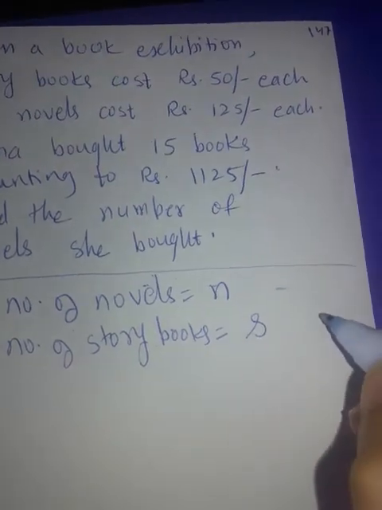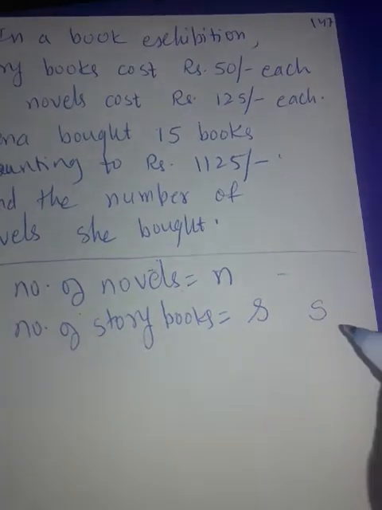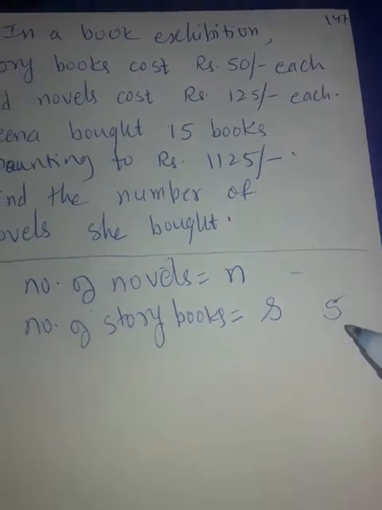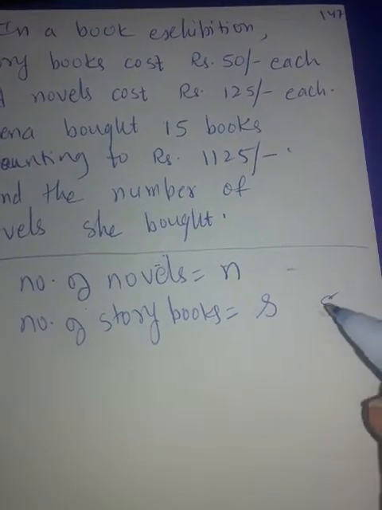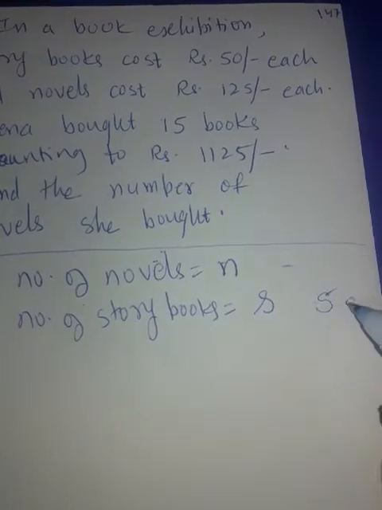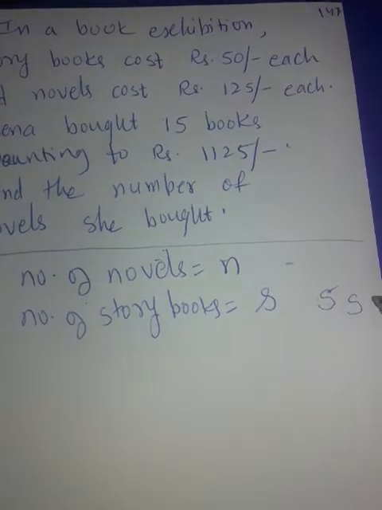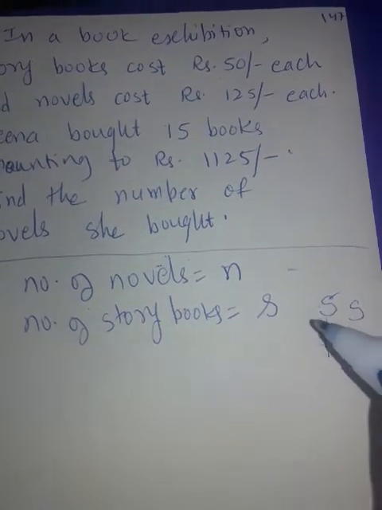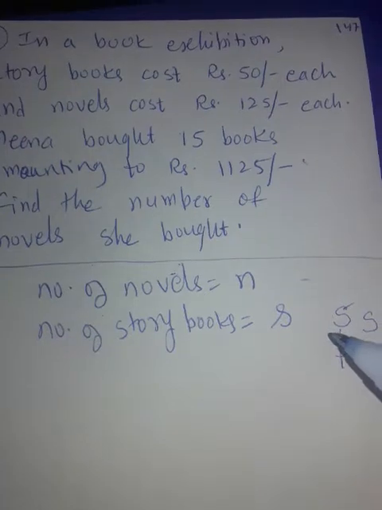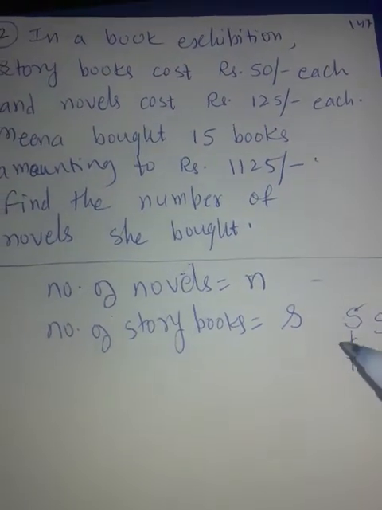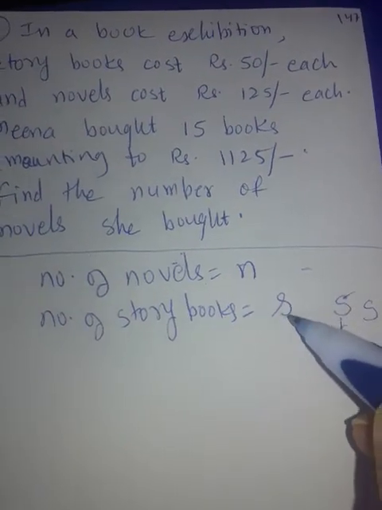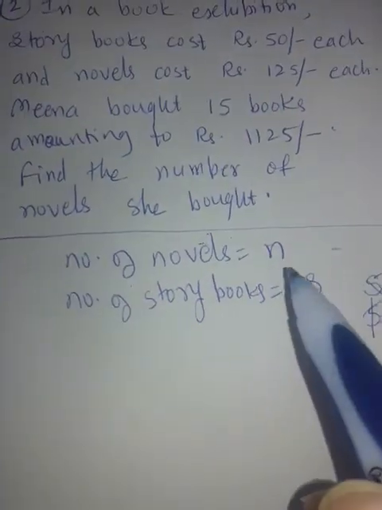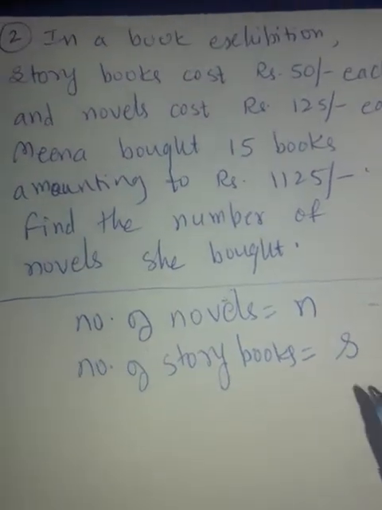So while writing s, if you write it like this, what will happen when you solve? Sometimes you yourself get confused whether it is s or 5. And then calculation mistakes happen. So instead of writing s like this, write it like this or like this, like $sign, so that you don't get confused. It's for our own convenience. Nobody is going to see how you write s. So I'm writing s like this, n and s. Number of novels are n, number of storybooks are s.